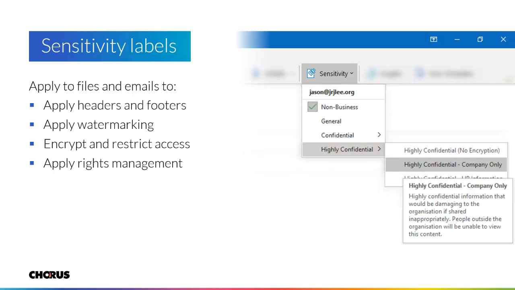So if we apply sensitivity labels to files, we can do various things. We can apply headers and footers, we can watermark the files, we can encrypt the files, restrict access, and we can apply rights management if we want to as well. So stop people printing, stop people forwarding, and so on.